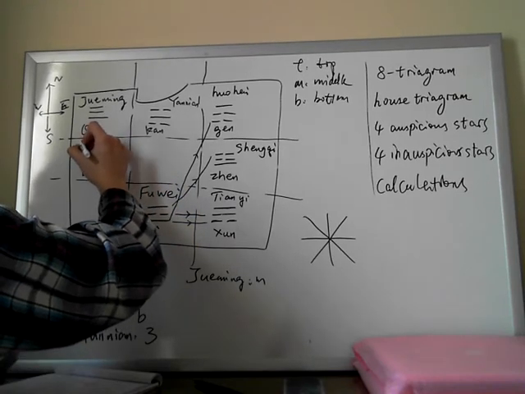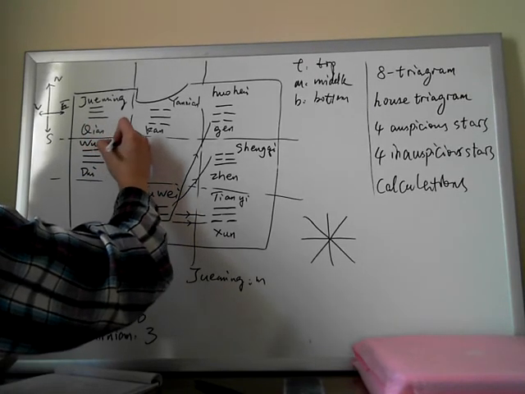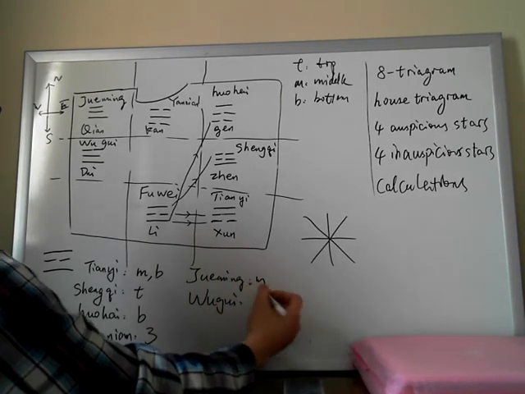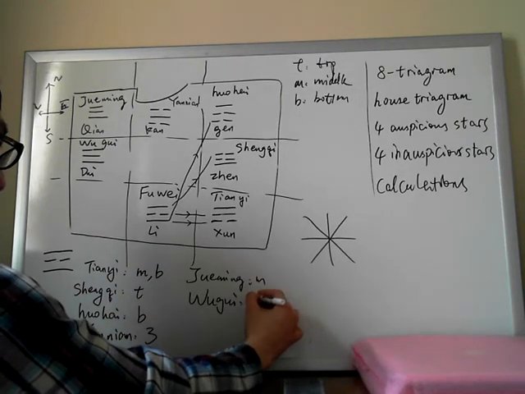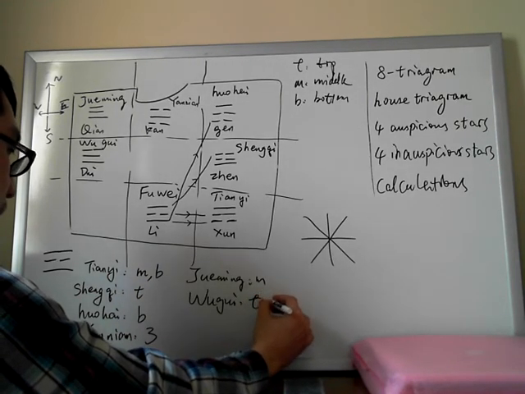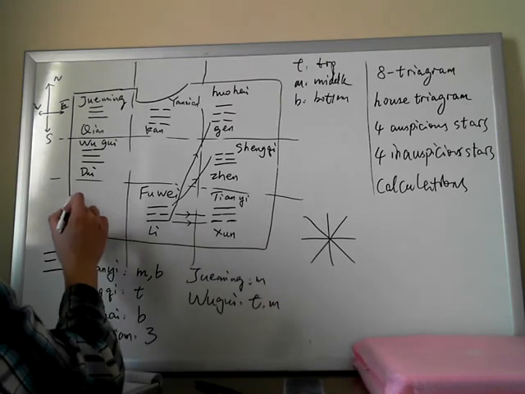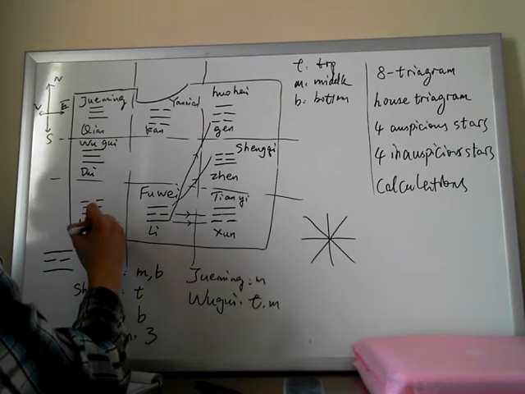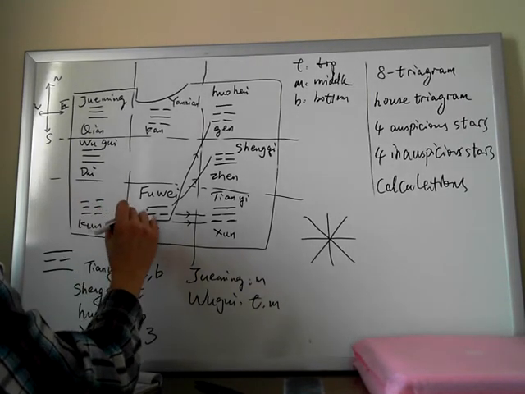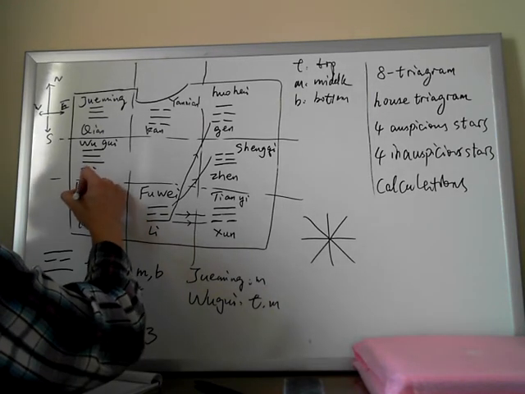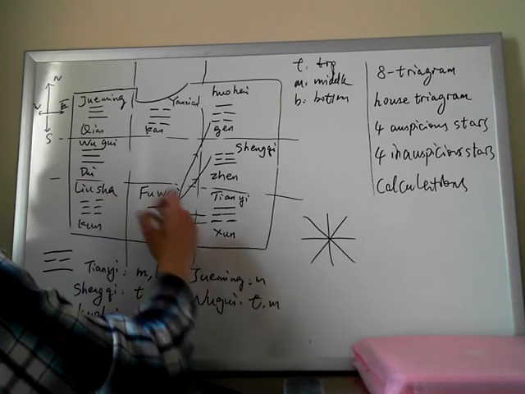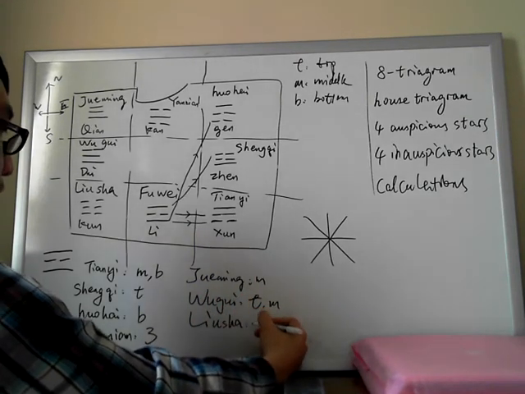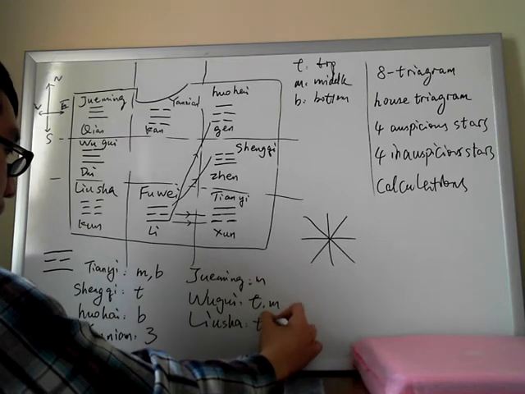That's Wu Gui, the five ghosts. This is where the top and the middle change. Last one, this is southwest. That's Kun. So the change will be the top line and the bottom line. That's Liu Sha. Liu Sha is the top line and the bottom line.